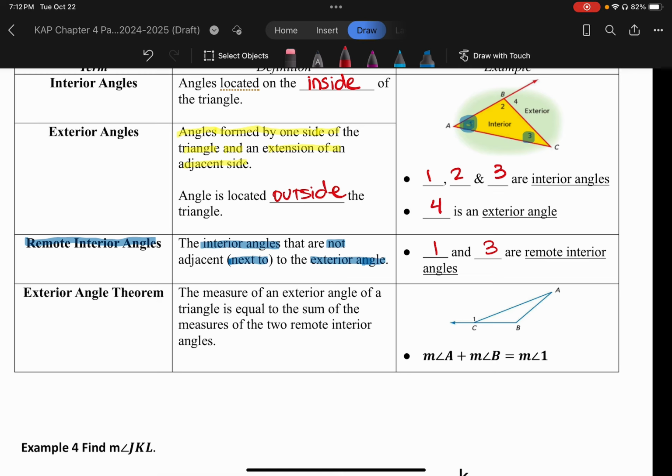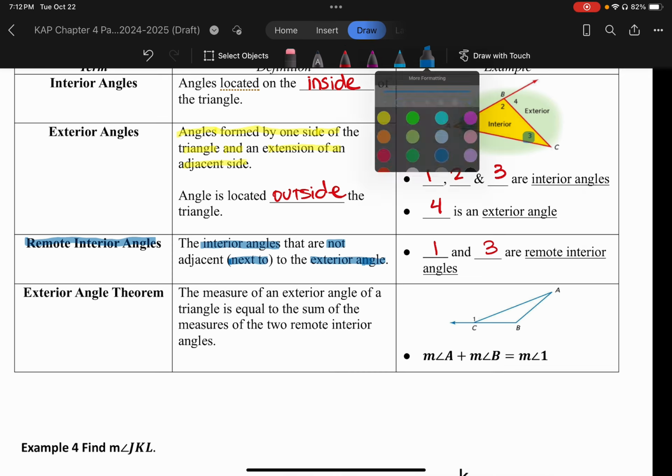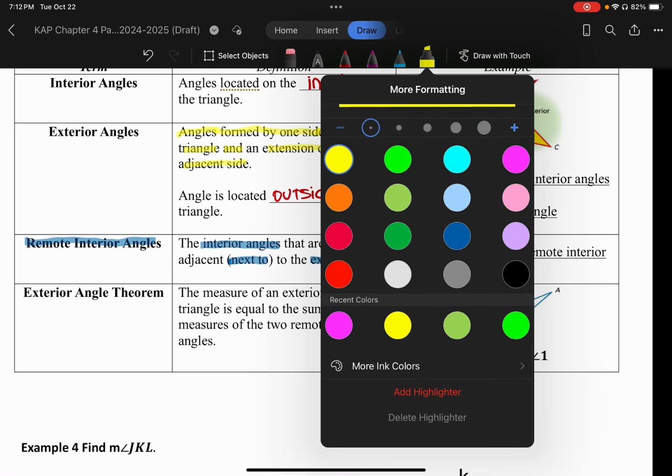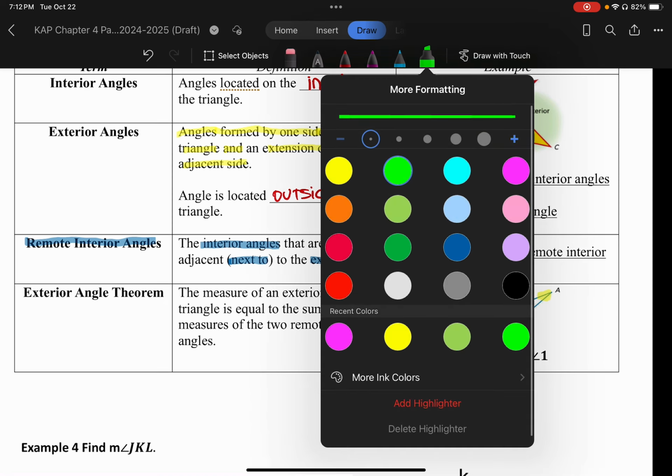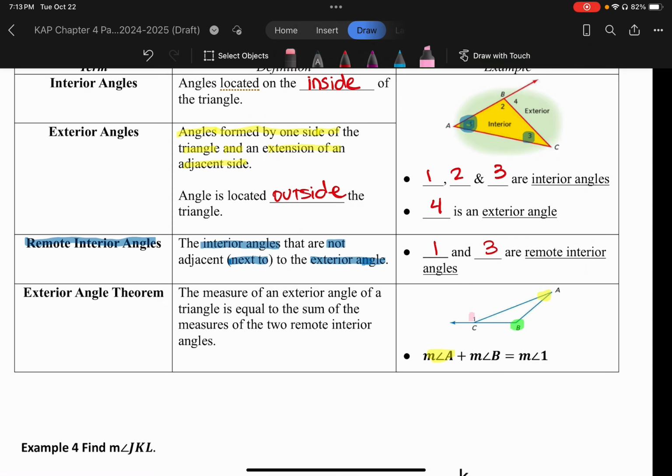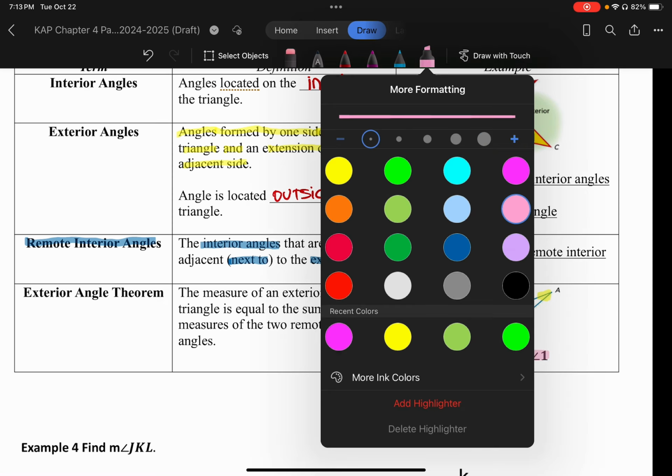Okay, the exterior angle theorem is going to be us looking at, and it'll make more sense looking at this diagram after reading this definition, but the exterior angle theorem is the measure of an exterior angle of a triangle. That exterior angle will be equal to the sum of the two remote interior angles. So if I look here, I'm just going to highlight here. If I add up my two remote interior angles, then the sum, when I add those up, that is equal to the exterior angle. Okay, and we'll see how that works.